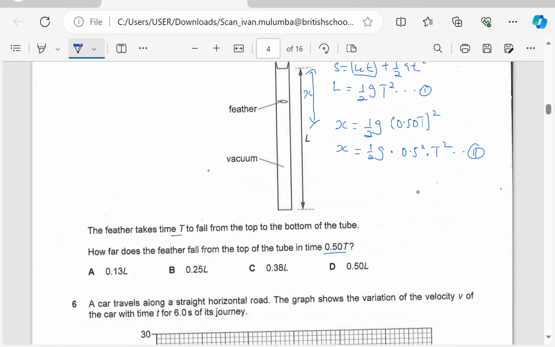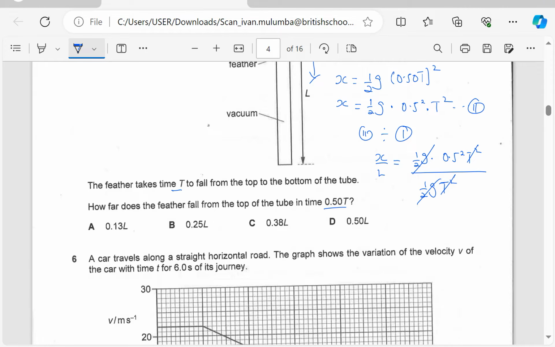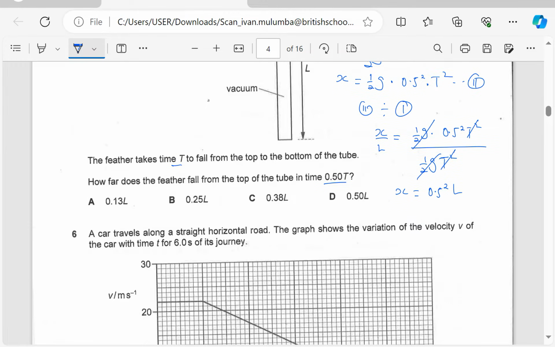So I'm going to divide equation 2 by equation 1. So x divided by L is going to be equal to a half times g times 0.5 squared times t squared, divided by a half g t squared. So a half g has cancelled, t squared has cancelled. So x is going to be 0.5 squared times L, which I am very certain should be 0.25 L, which makes the answer to be B.